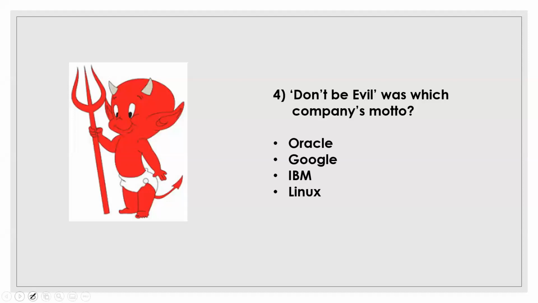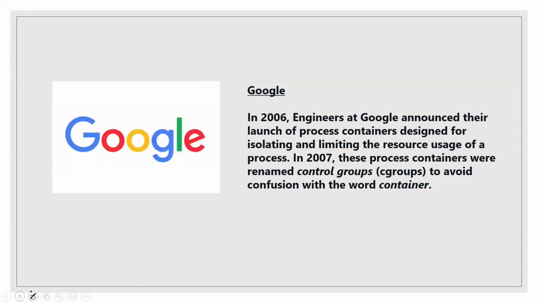It's Google. So Google right now has this motto: do the right thing. It's not don't be evil. It was before, but right now it's do the right thing. So Google was the next company which was part of this history.